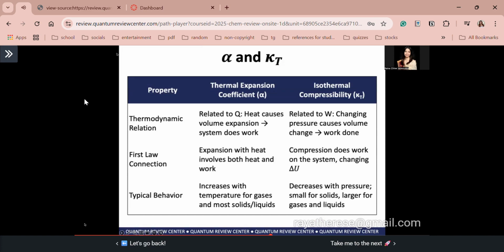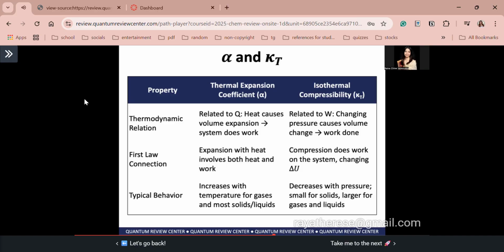And then, guys, ang thermal expansion coefficient alpha, it is related to Q because heat, again, di ba, causes volume expansion. And as a result, the system does work. Para mag-expand yung volume ng system mo. And ang isothermal compressibility naman, related siya to work. Because when you change the pressure, it causes volume change, right? And as a result, work is being done by the system. And how is this connected to the first law? So the thermal expansion coefficient is concerned with the expansion with heat, which involves both heat and work. And we know that heat and work is involved in the first law of thermodynamics. Lastly, for isothermal compressibility, compression does work on the system, right? And that changes the internal energy change value, okay?